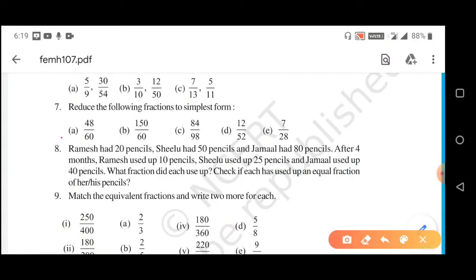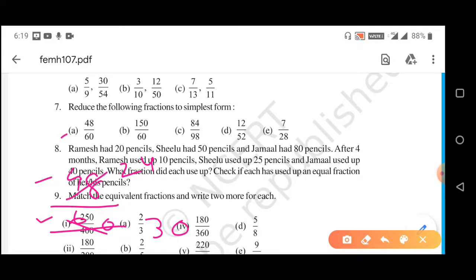Next, question number 7a, reduce the following fractions to simplest form. How to do this question? We have to choose the smallest number by which we can divide both of the numbers, and the smallest number should be other than 1. So we can divide both the numbers by 2. So here we will get 2 2s are 4, 4 2s are 8, 24, and if we divide 60 by 2, then we will get 30.